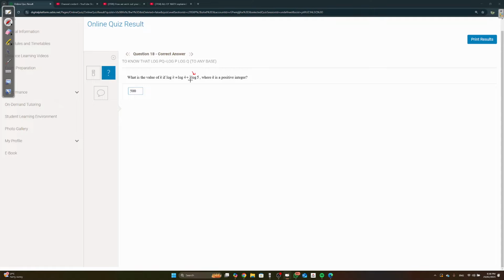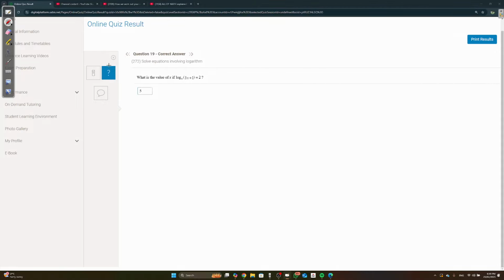You're not allowed. So first you have to take this 3 inside. What happens when you take a coefficient inside? You take it inside as a power, right? So it becomes log 4 plus log 5 to the power 3, which is 125. What happens when you have addition in logs? That's multiplication, right? So it's going to become log of 4 times 125, which is just 500.